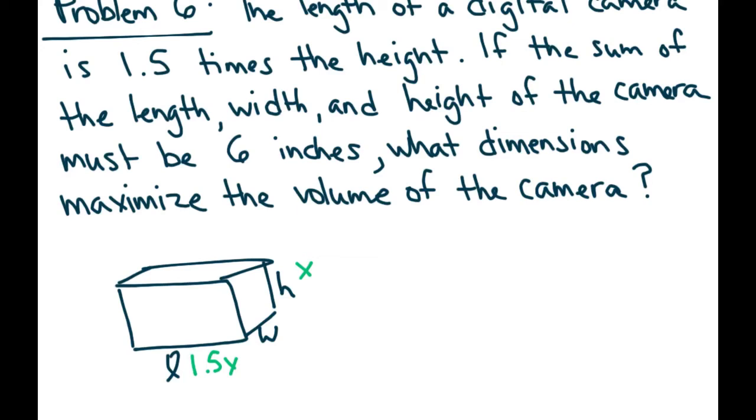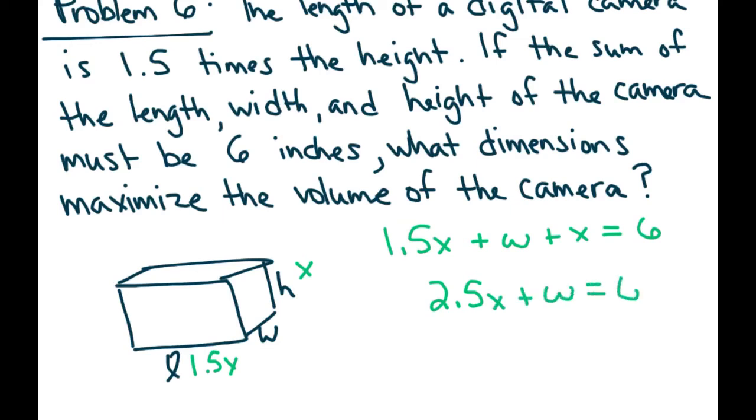Here's the problem. They didn't tell me anything to find the width. So here's how it goes. They said that the sum of the length, the width, and the height is 6. Sum means add them all up. Well, if I want to know an expression to represent the width, how about I solve that equation for w? So 2.5x plus w is equal to 6, because I added my like terms. And then I'm going to subtract 2.5x. So now I know the width.